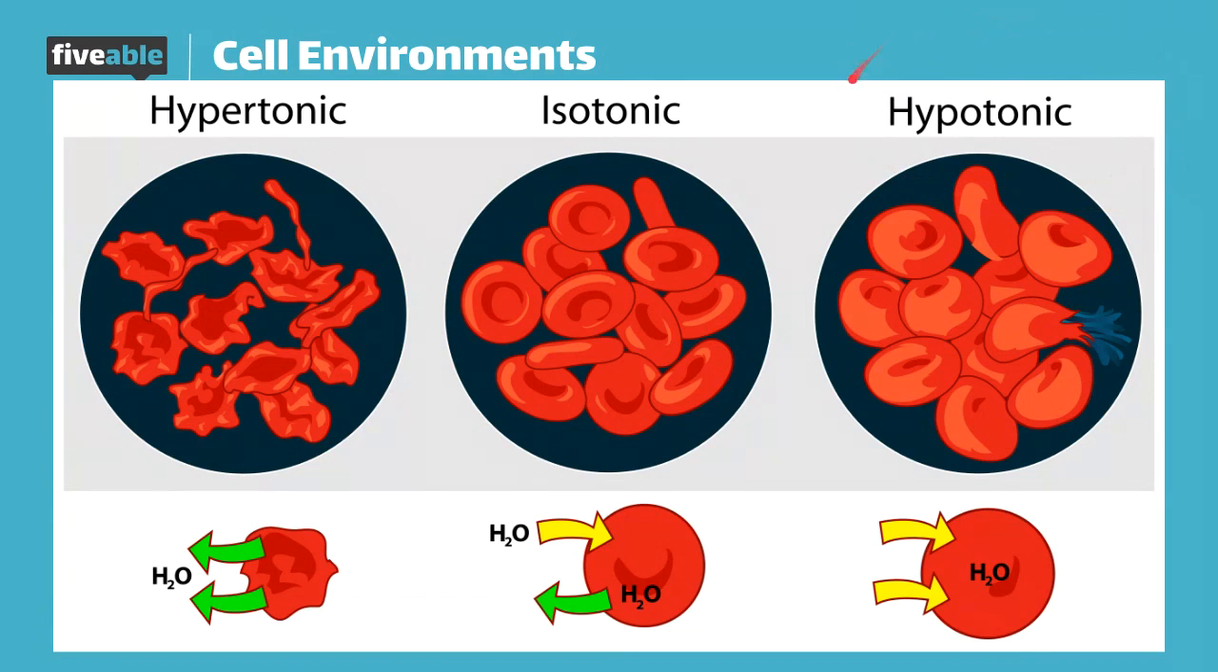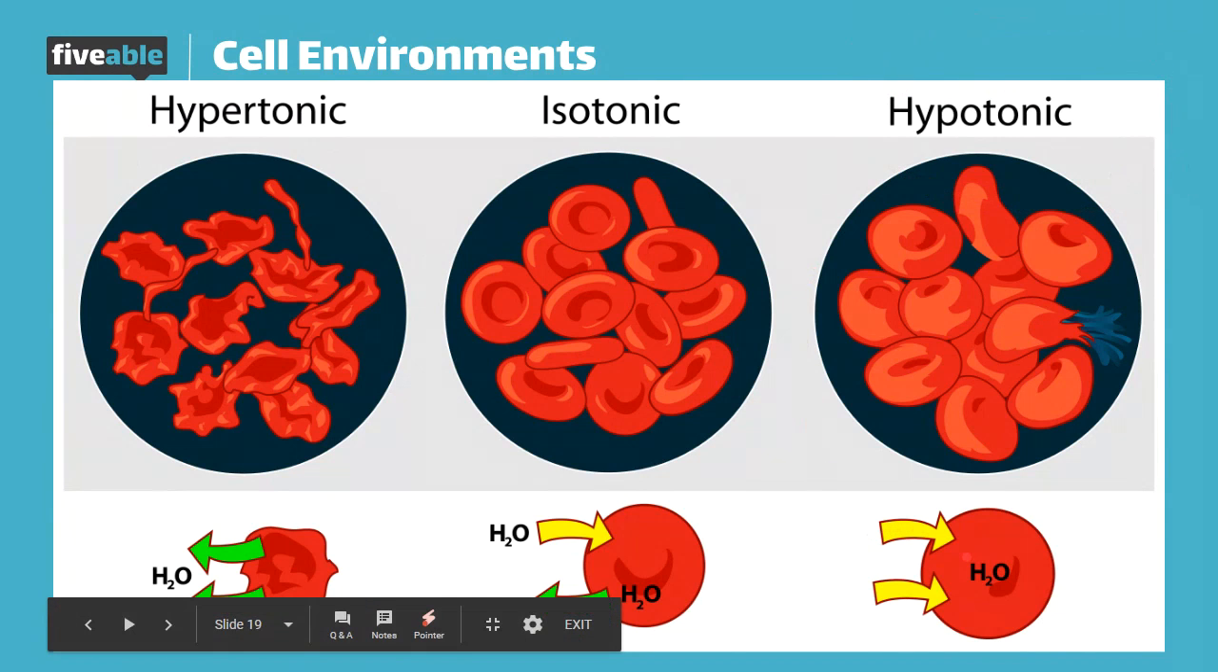The last one then is hypotonic. Hypotonic is the opposite of hypertonic. This time water is moving into the cell, and in this case we can actually have cells that burst, that explode. If water is moving inside, it means that there's less water inside, because water is going to move from high to low concentration. So what are reasons why there might be less water inside than outside?